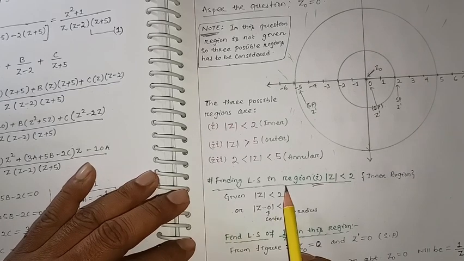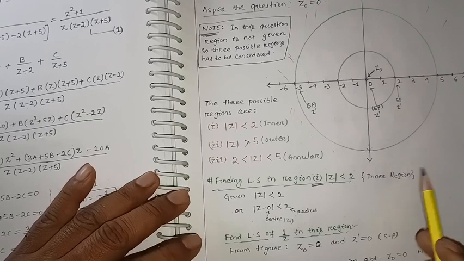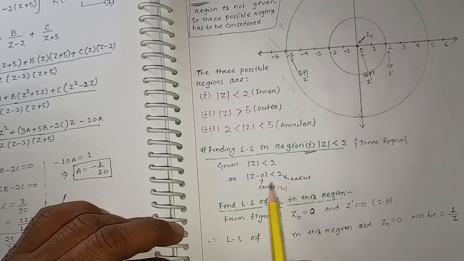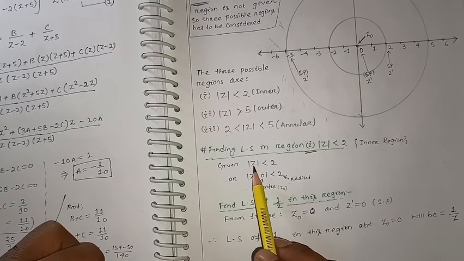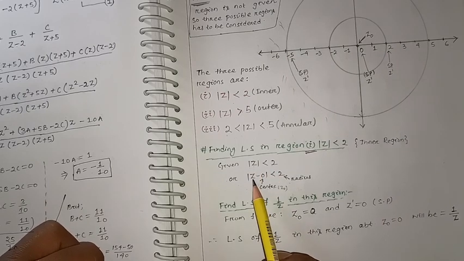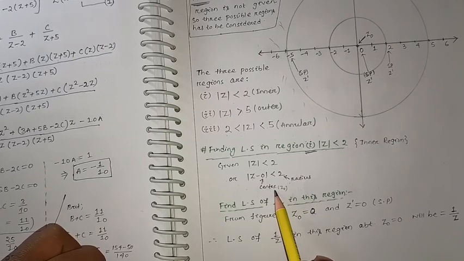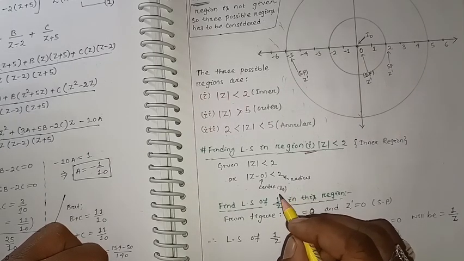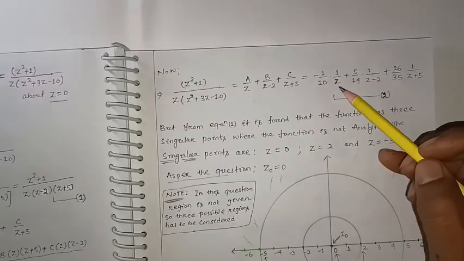Now we are going to find the Laurent series in the region, that is the first part, z mod less than 2, which is the inner region, right? For the inner region, z mod less than 2, here I am going to consider the circular equation method to find the region. So if z mod less than 2, that means we can write z minus 0 less than 2. Here 2 is the radius, 0 is the center. Which one is the center? That will be considered as your z0. Okay, z0, right? Now we have to find out the Laurent series of this one and this one separately.